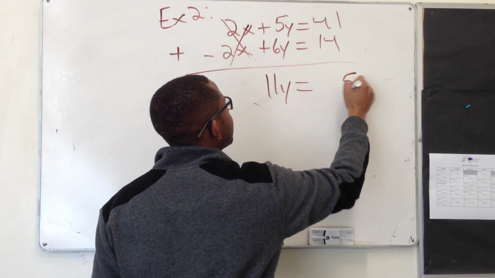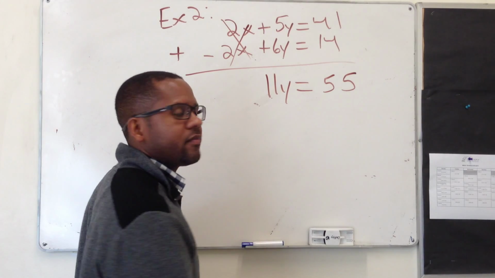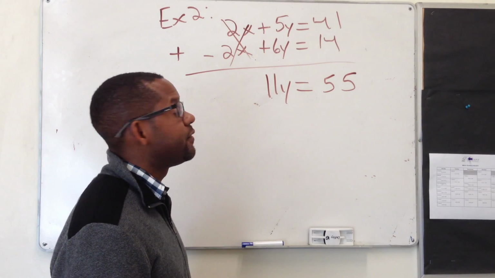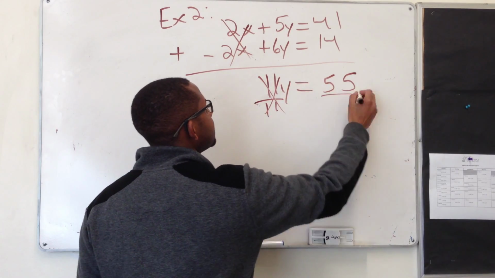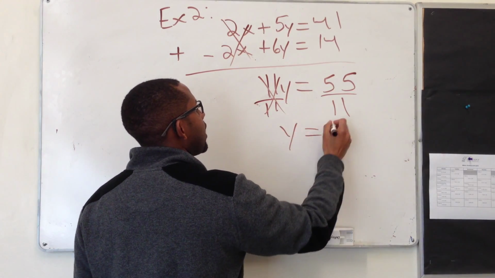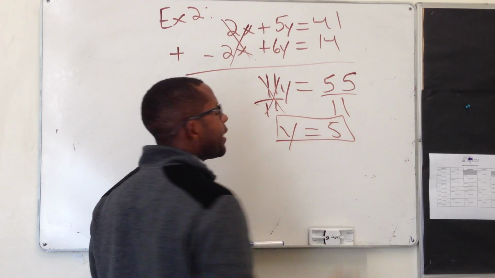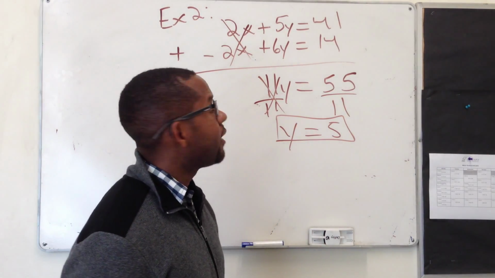14 plus 41 is 55. I end up with 11y equaling 55. Now I just solve for y. Divide by 11, y equals 5. So far I know y equals 5. What do I do now?